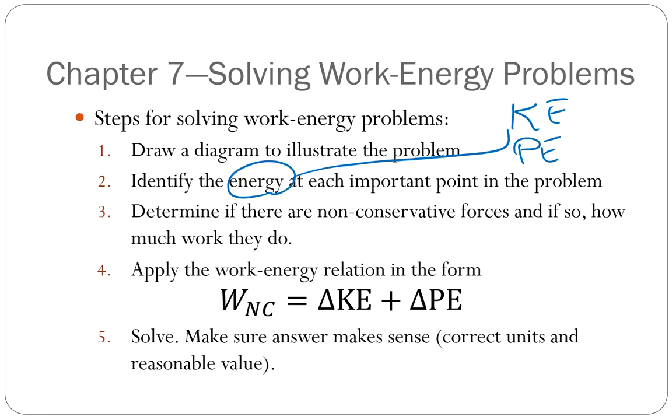Now, I need to determine if there is any non-conservative force. And if there is, try to calculate what that non-conservative work is. And then I use the work energy relation in that form. Now, there are two forms that we've seen of the work energy relation. They are equivalent. One is that the net work is equal to the change in kinetic energy. Now, that's the net work: all things that are doing work added together.